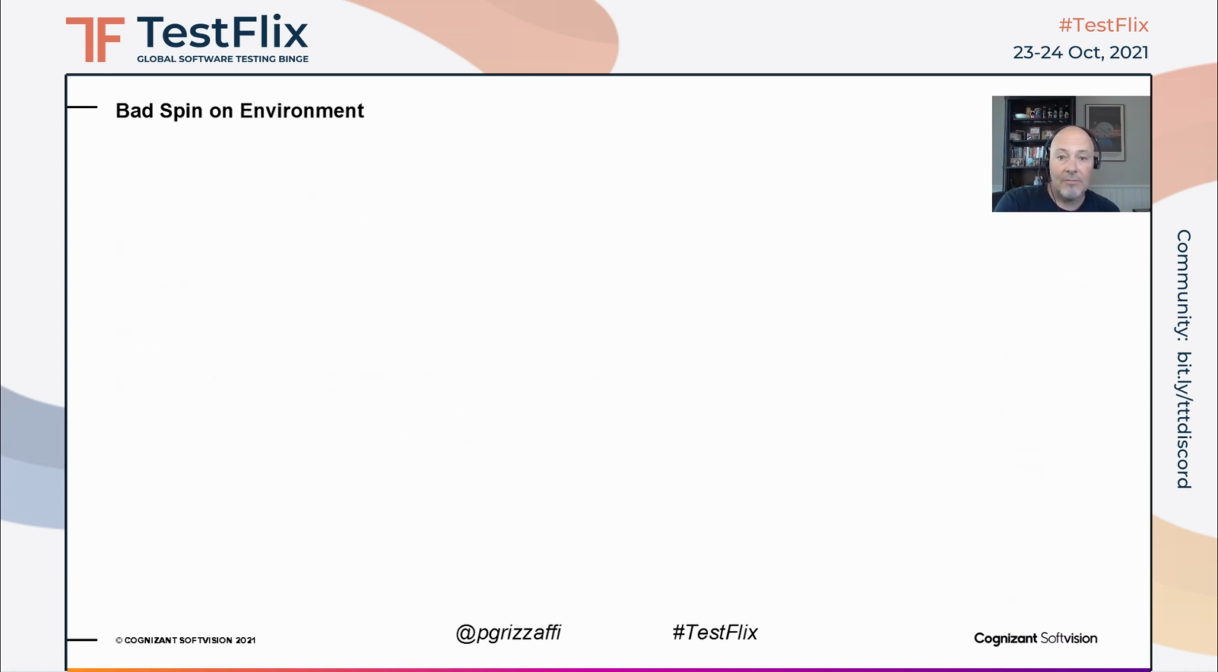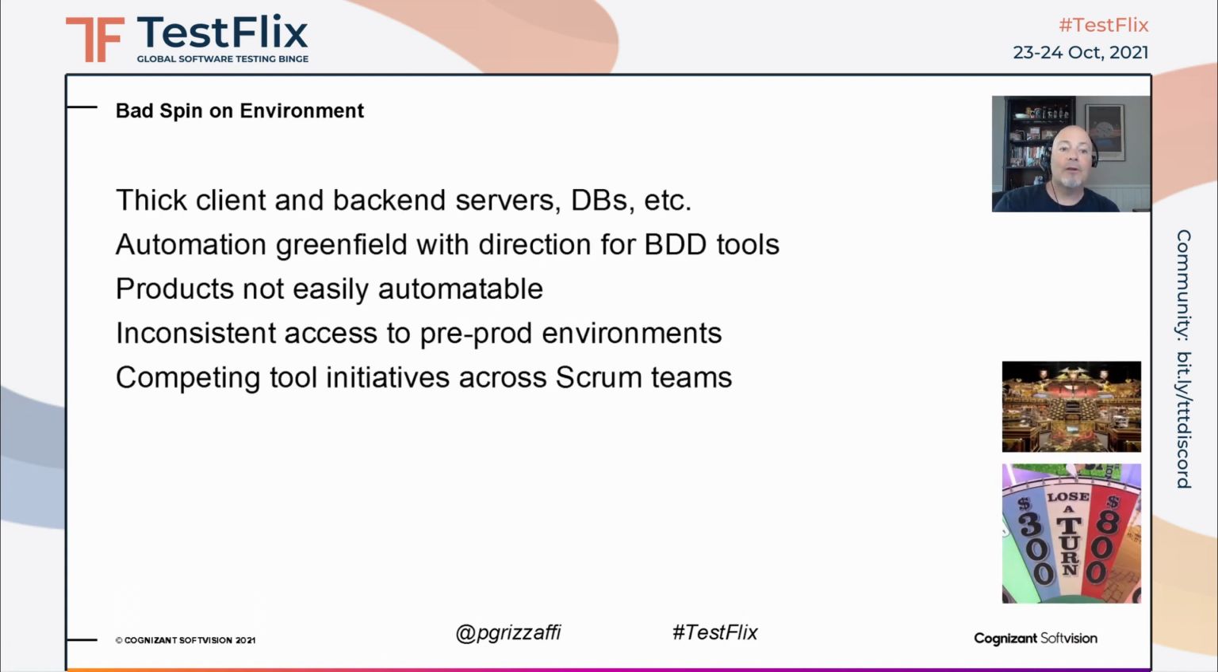And then on the environment, there was a bit of a bad spin there as well. The product itself was a thick client with back-end servers, databases, etc. The automation was greenfield, at least with respect to the BDD tools. So that was kind of nice. I didn't have anything I had to continue on with, but the products were not easily automatable, and like I said, the developers were not interested in making them more automatable. And we had inconsistent access to the pre-production environment, your test environment, your integration environment, and other things. And eventually, there were competing tool initiatives across the Scrum teams because there were different philosophies, and the whole thing was not socialized in a digestible way with the larger audience.